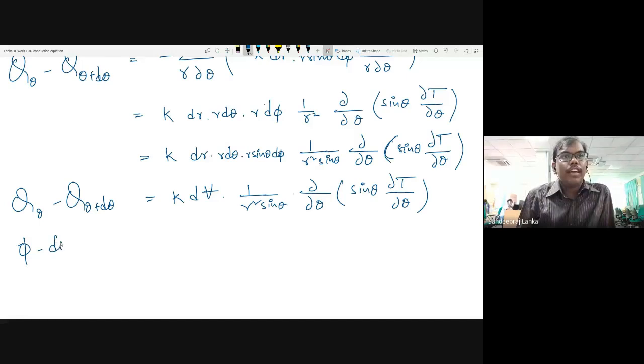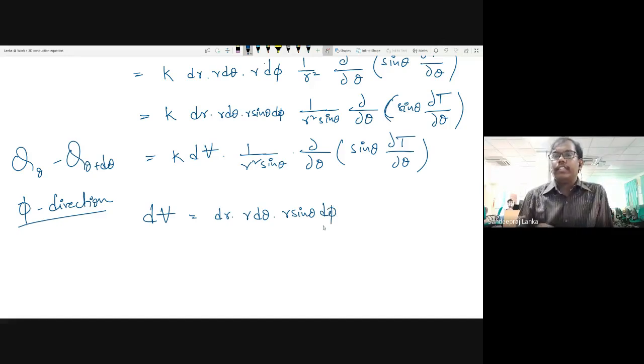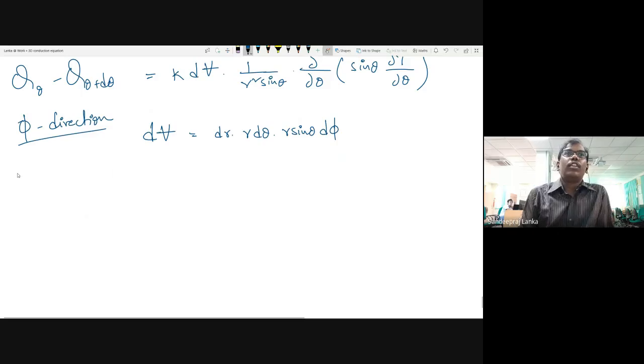What is the phi direction? If it is phi direction, again, let me write the volume here. It is dv is equal to dr into r into d theta into r into sine theta into d phi. This is your volume now.